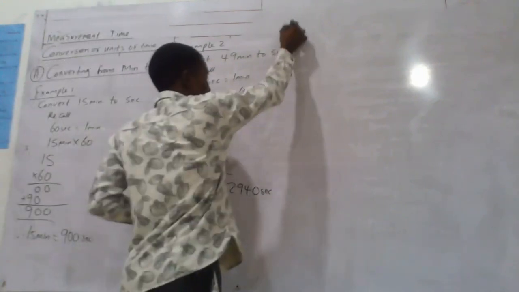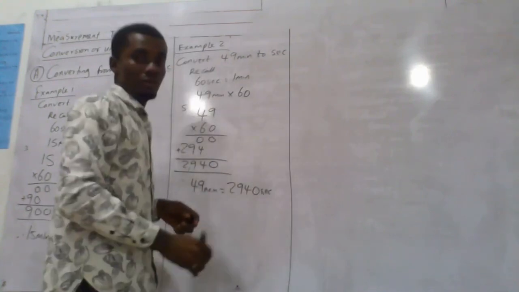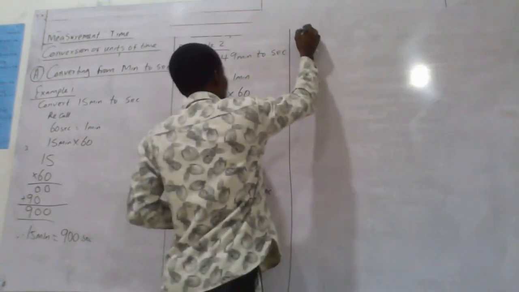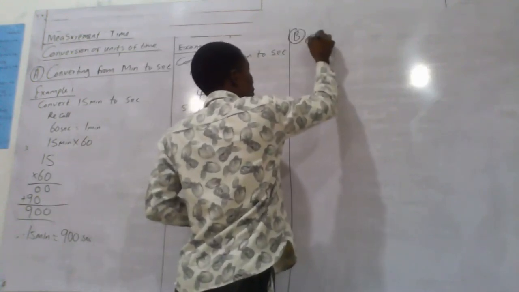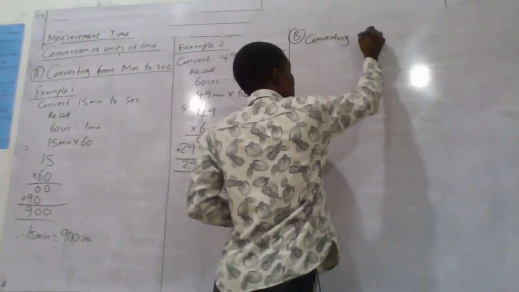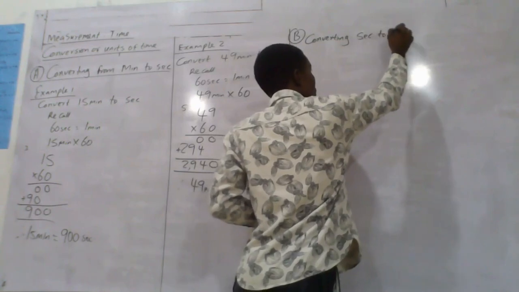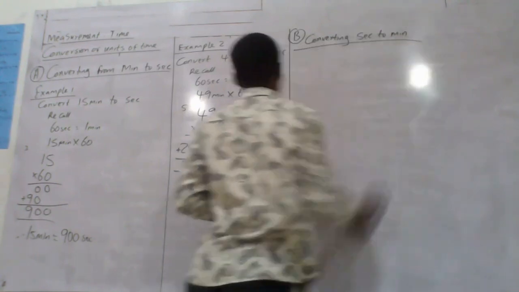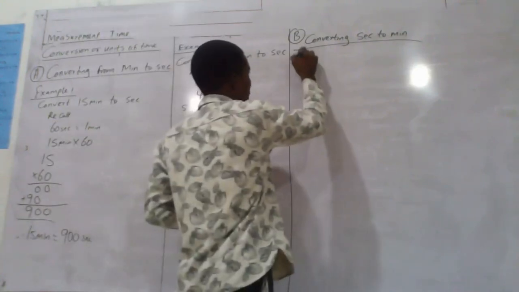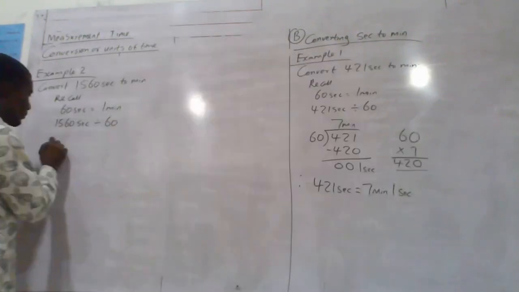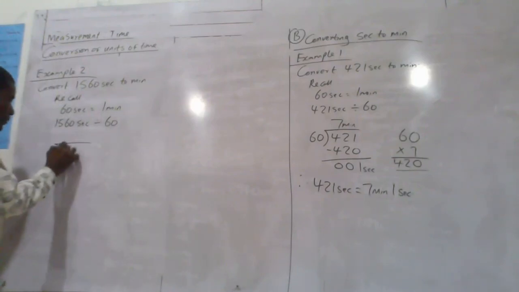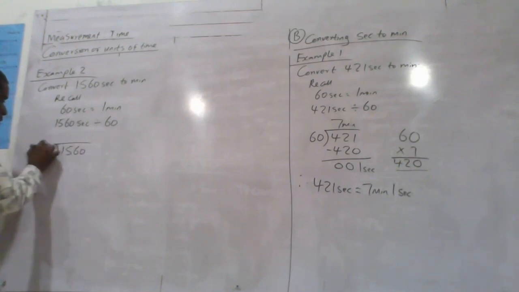Let's go. We're converting from seconds to minutes. Now let's convert from seconds to minutes, B. Converting seconds to minutes. Example 1. Using our long division method, we say 1560 divided by what? By 60.